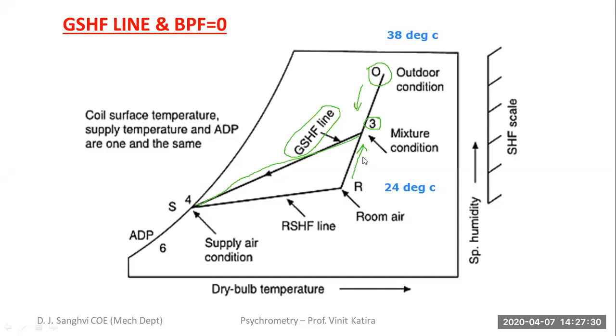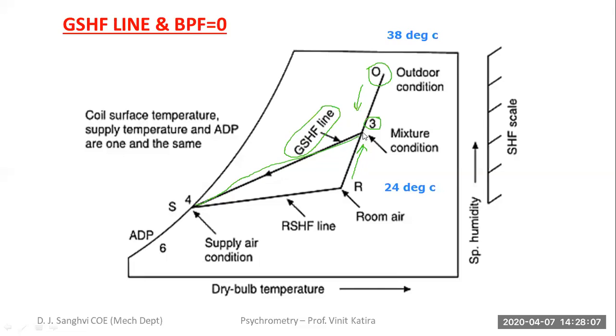If it is in the ratio of 4:1, then you will split this line into 5 parts. 4:1 means 4 parts of room air are mixed with 1 part of outdoor air. So you'll split this line into 5 parts, and after the first part from your room air, your mixture condition will be occurring. So you will get the properties of the mixture condition.